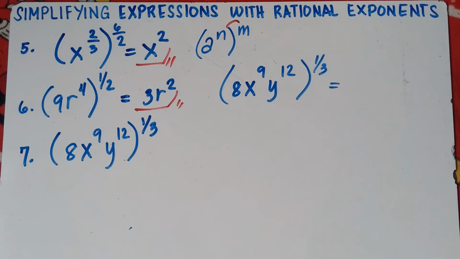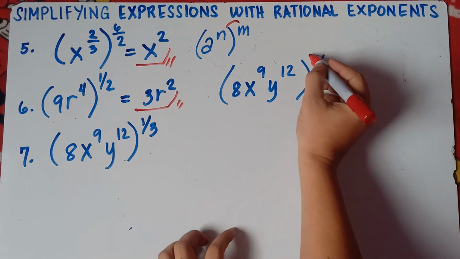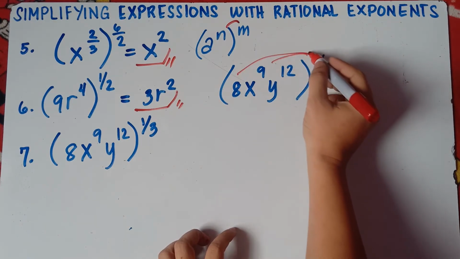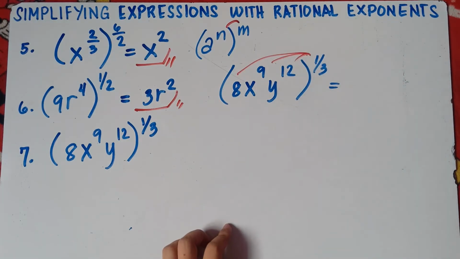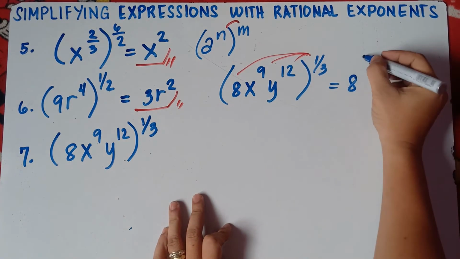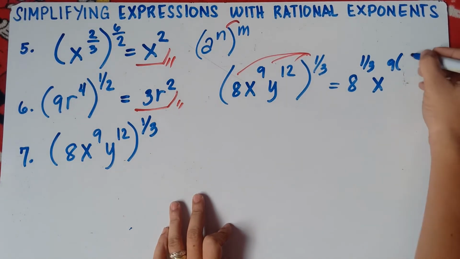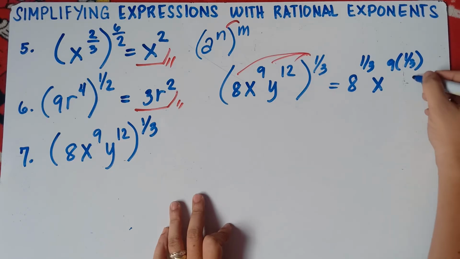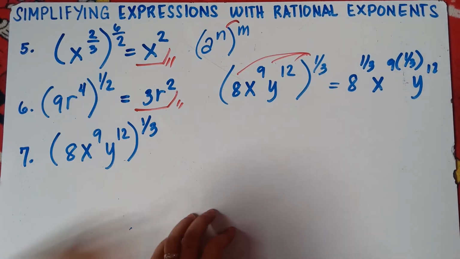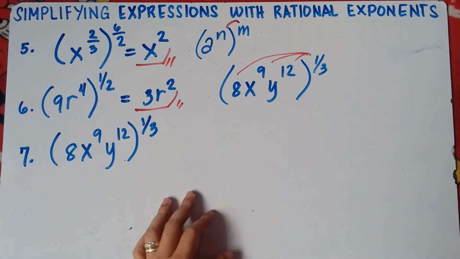Once again, the first thing to do, you distribute. You distribute this exponent to every term in this equation. That would be 8 raised to the power of 1/3, x raised to the power of 9 times 1/3, and y raised to the power of 12 times 1/3. We don't have enough space. Let me just put it here.